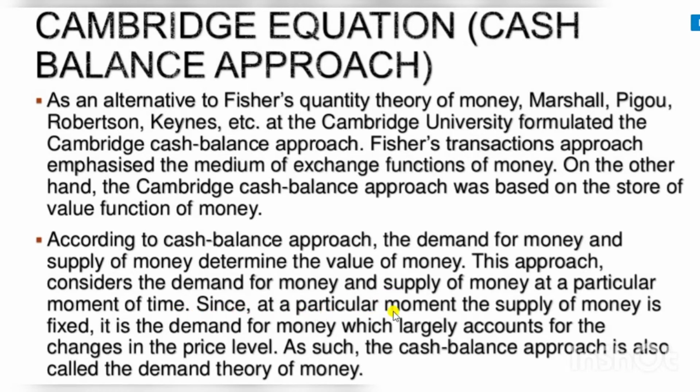Since at a particular moment the supply of money is fixed, it is the demand for money which largely accounts for the changes in the price level in the economy. As such, the cash balance approach is also known as the demand theory of money. As students, we know that supply is a limited factor in the economy and the supply of money is also limited. So if there is any effect on price, it will be impacted by the demand for money.